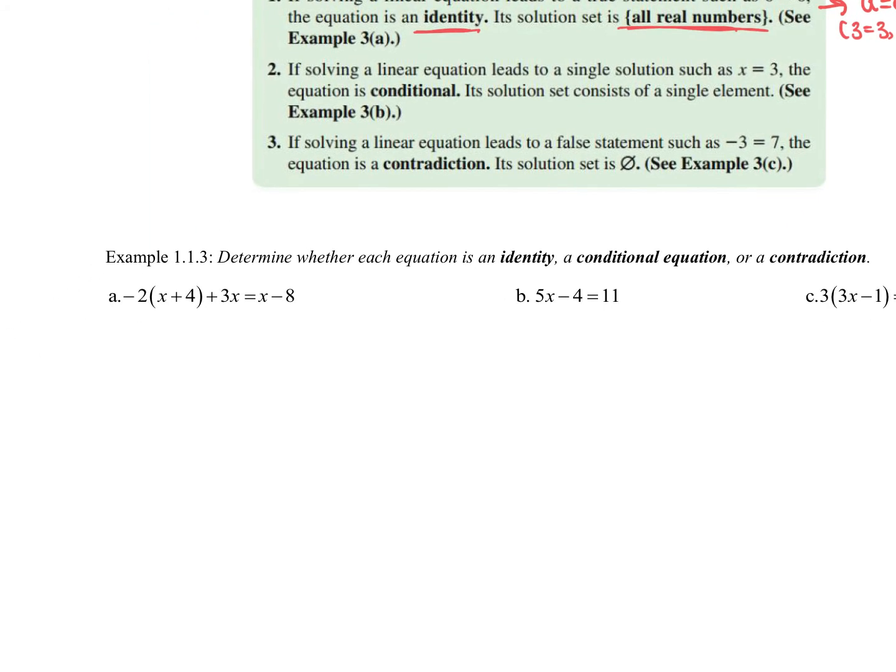So it says see example 3a. So let's see what that looks like. So for 3a, I'm going to distribute the negative 2 in. So I get negative 2x minus 8.